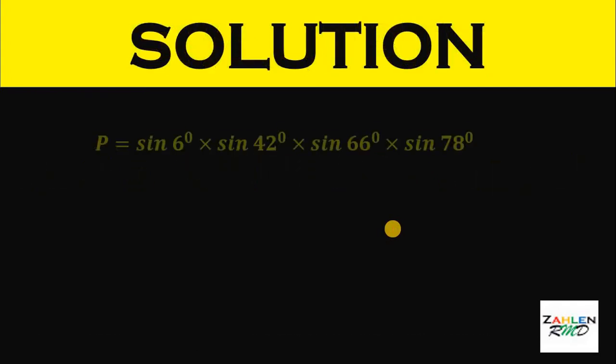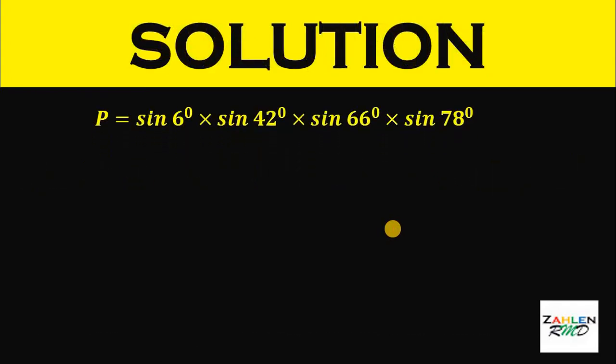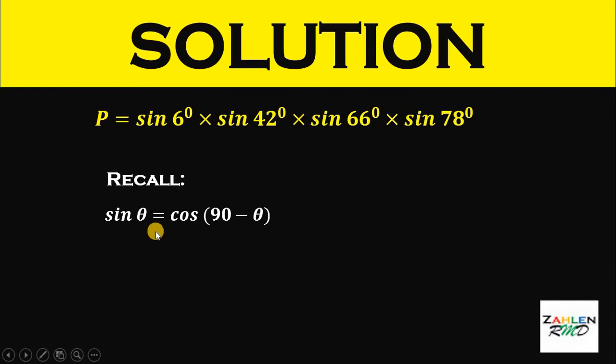And I hope you pause this video. Now, let's see if you get the correct answer. Now, first thing to do is to let this expression be equal to P. Next, recall some identities. Sine of theta must be equal to cosine of 90 minus theta.